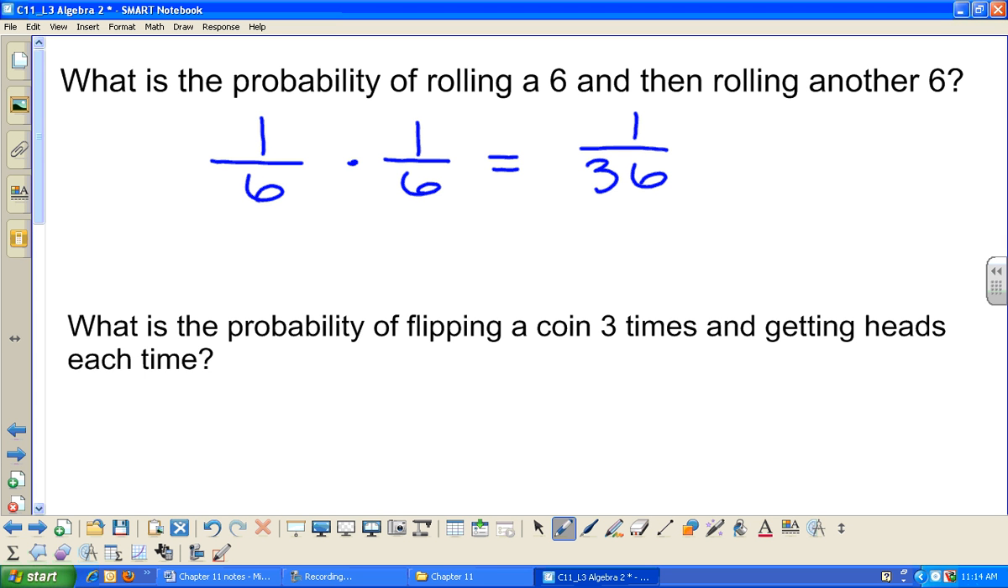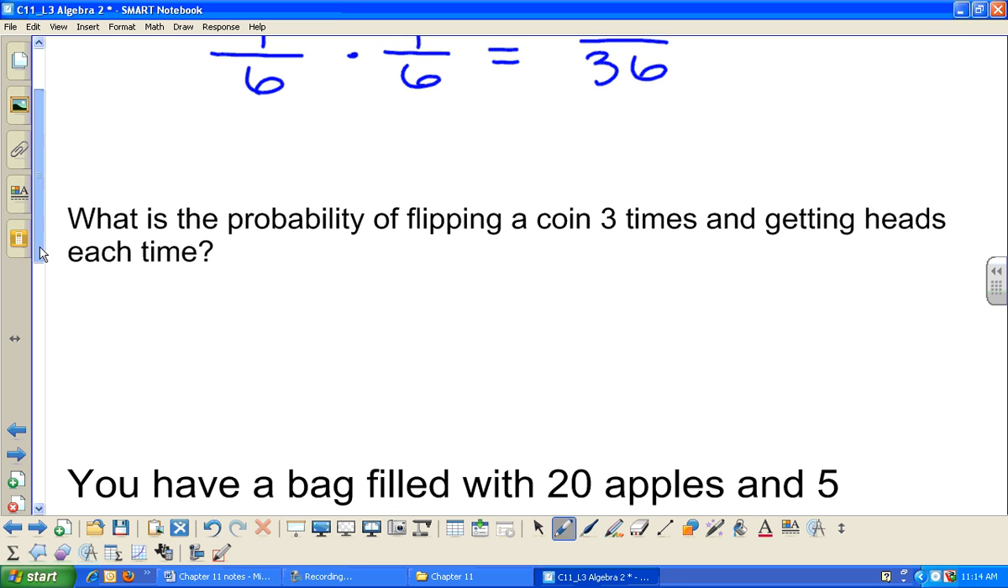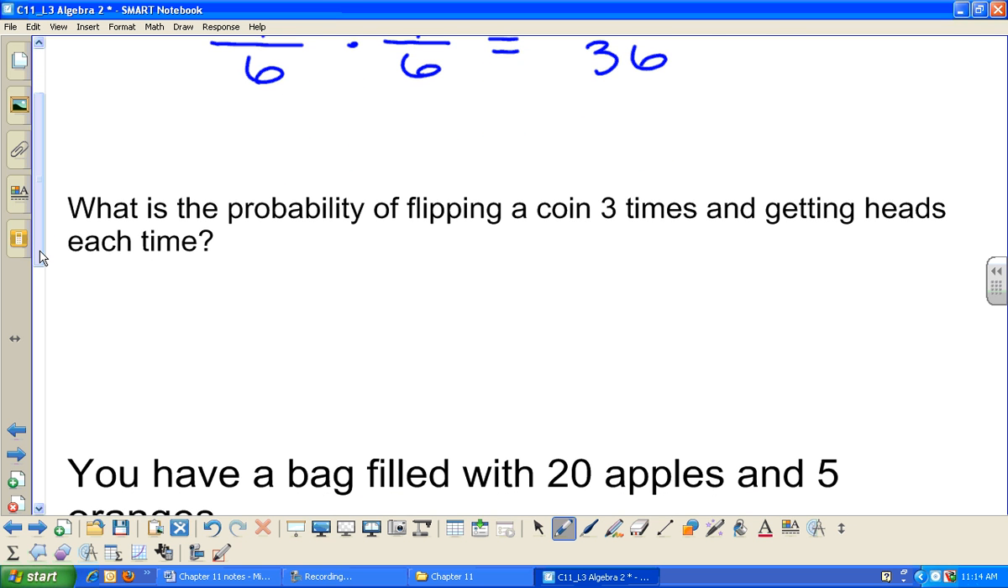The probability of flipping a coin 3 times and getting heads each time. These also are not dependent. These are independent events. So this would be 1/2 times 1/2 times 1/2. Because there's only two outcomes, either heads or tails, and I want to see what's the probability of getting a heads each time. So this would be 1/8.